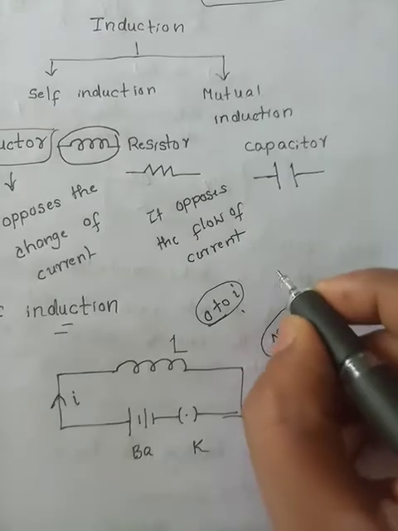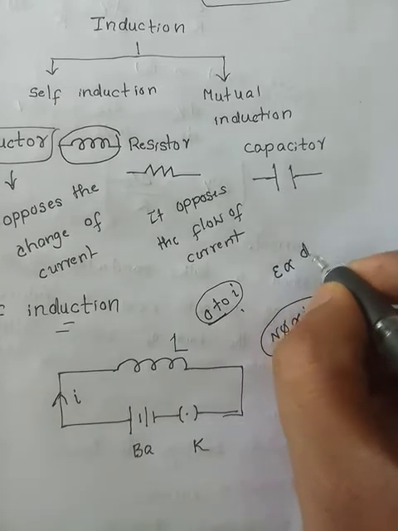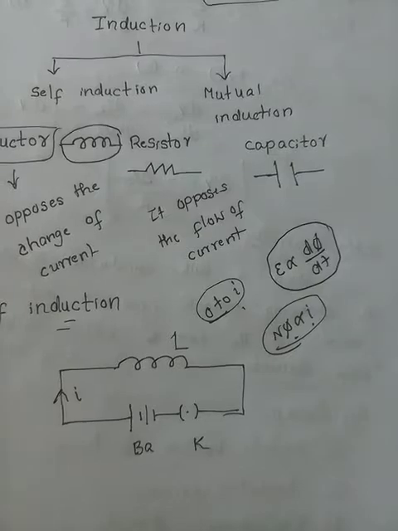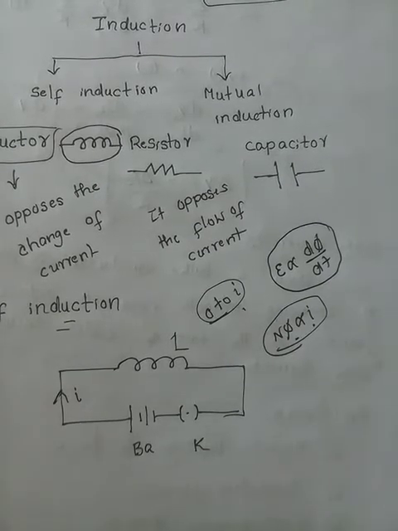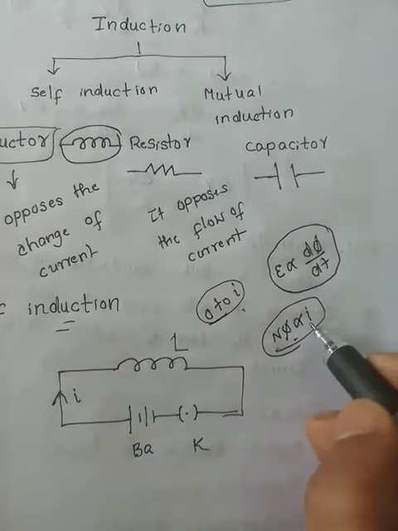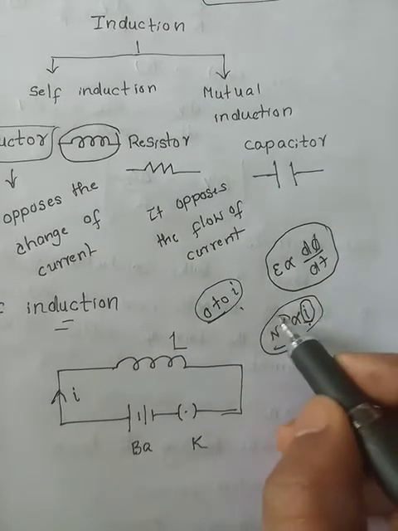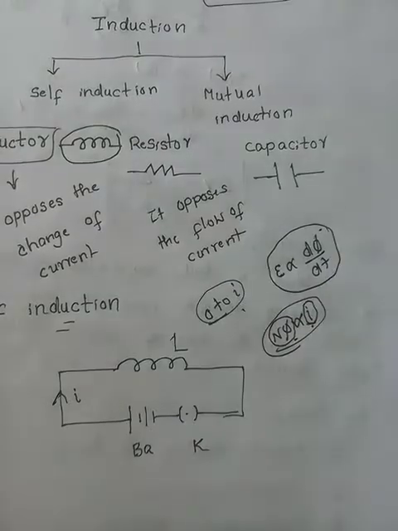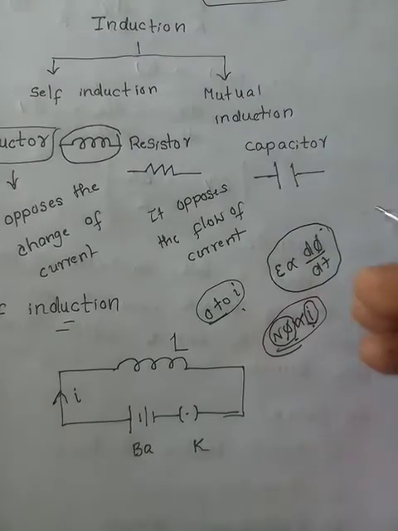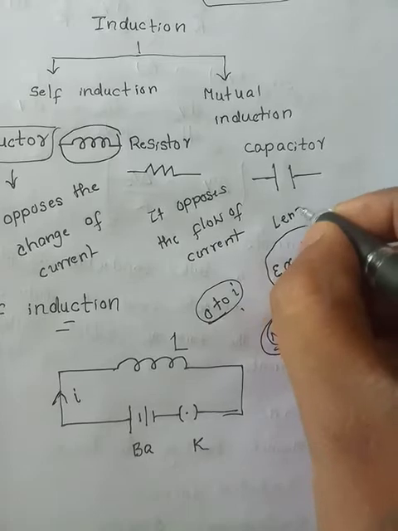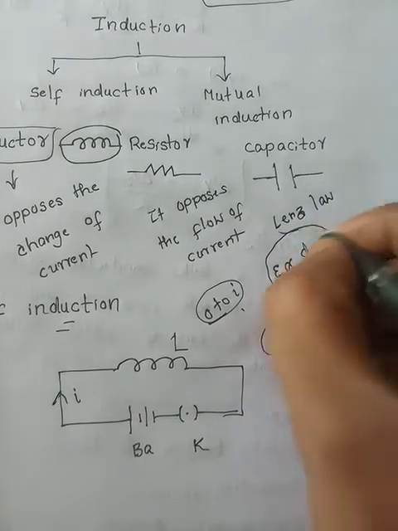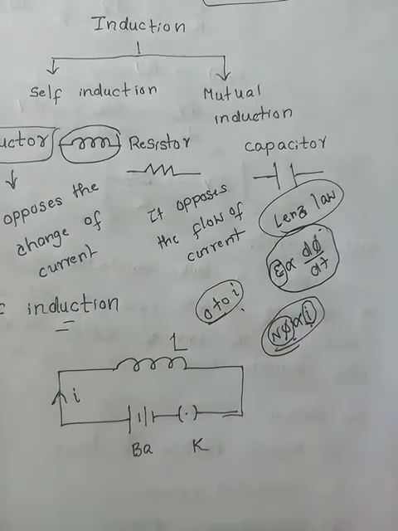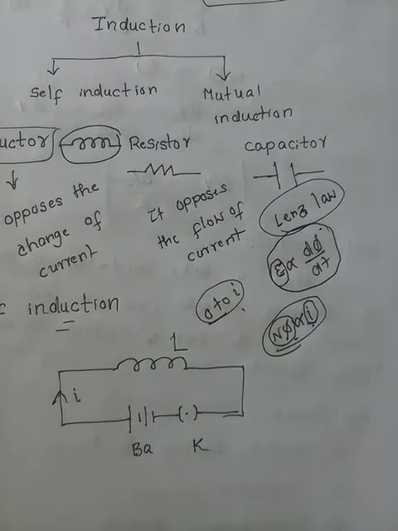What is Faraday's law of electromagnetic induction? The amount of induced EMF is directly proportional to the rate of change of magnetic flux. So this change of current causes change of magnetic flux. The change of magnetic flux induces EMF. Now what is Lenz's law? This law explains that the change in flux, or this induced EMF, opposes the flow of current.